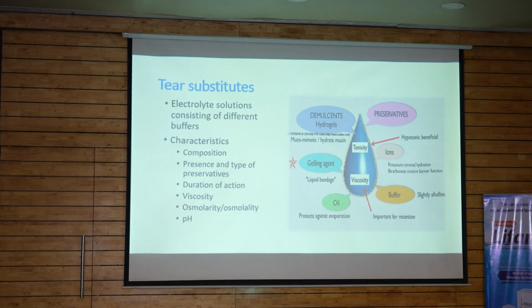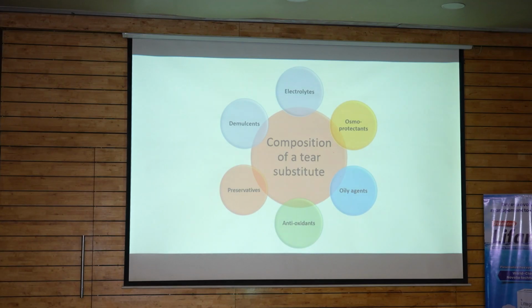These are nothing but aqueous solutions consisting of different buffers. If you look at this figure, the demulcents and hydrogels are the main constituents of any artificial tear, right? The other agents like gelling agents, oils, buffers, ions and preservatives are additional to that. So the main components are demulcents and hydrogels.